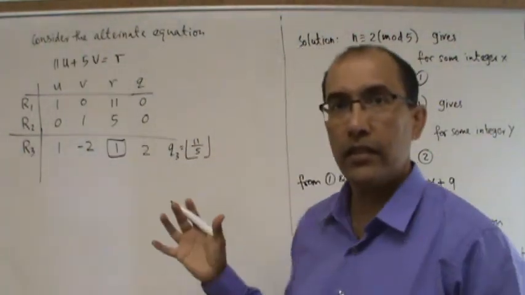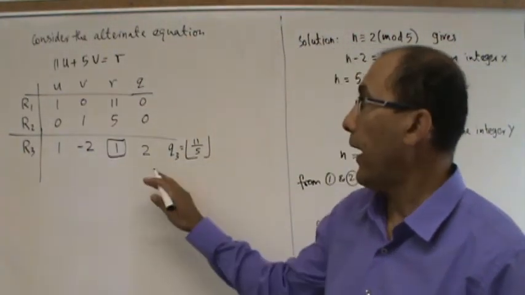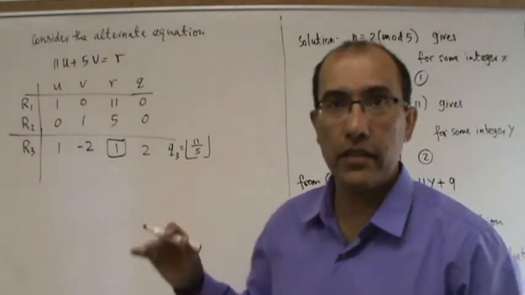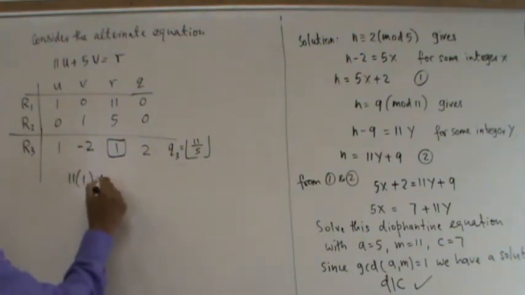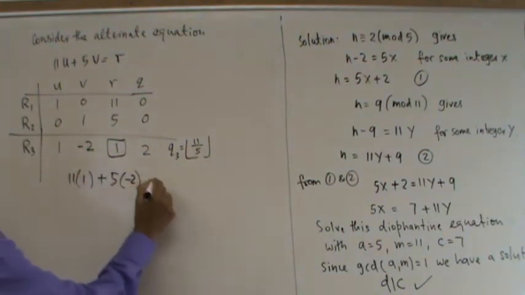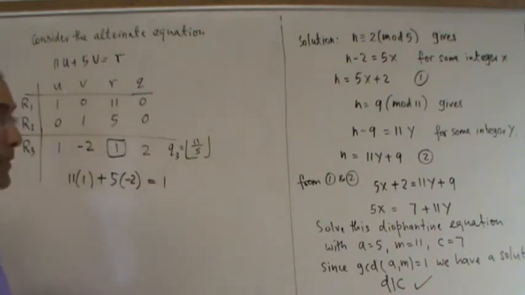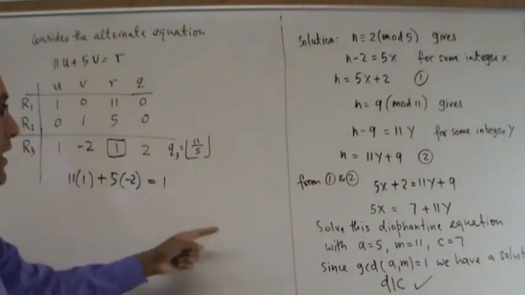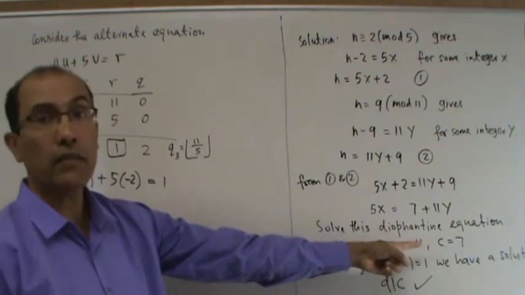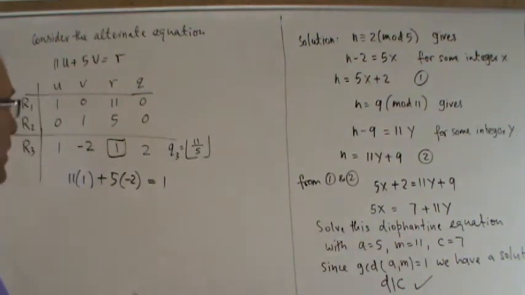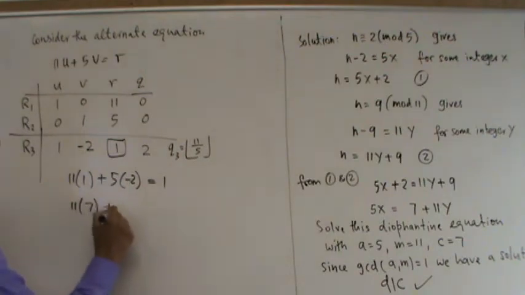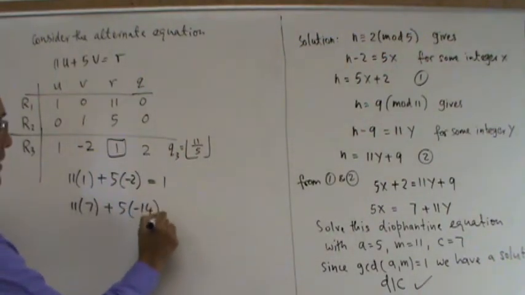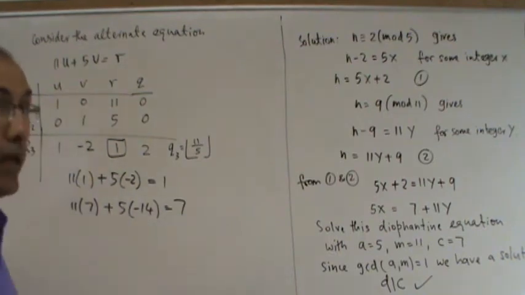Right, so we can continue with this, and we have got our GCD. So the solution, we can write 11 times 1 plus 5 times negative 2 is equal to 1. But what we want to solve is C is equal to 7. So therefore we need to multiply by 7. So we get 11 times 7 plus 5 times negative 14 is equal to 7.